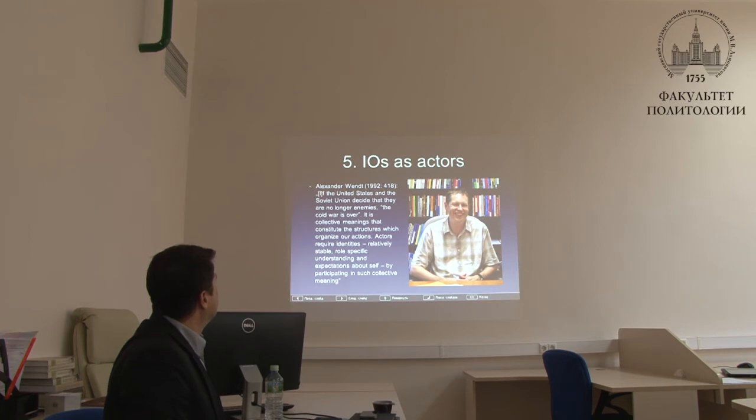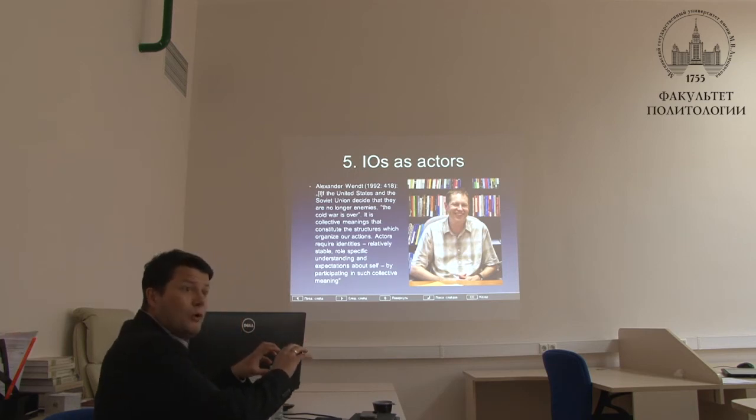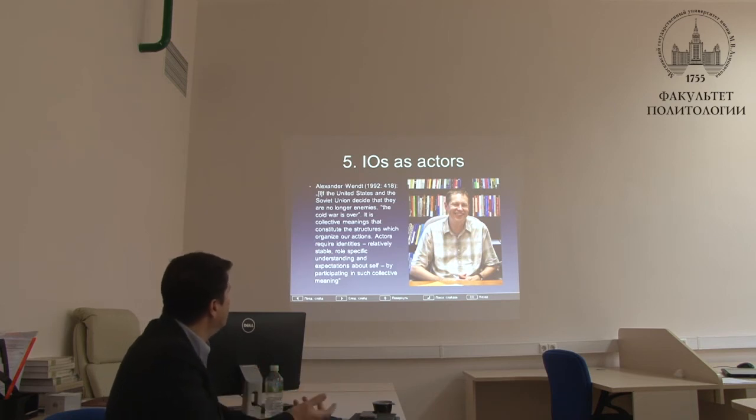And Wendt then just said in 1992, right after the Cold War, if the United States and the Soviet Union decide that they are no longer enemies, the Cold War is over. It is not something that is carved in stone that the United States and the Soviet Union had been enemies in the Cold War. It's something that the states construct by themselves. If they decide that they will be no longer enemies, the Cold War is simply over. It is collective meanings that constitute the structure which organize our actions.